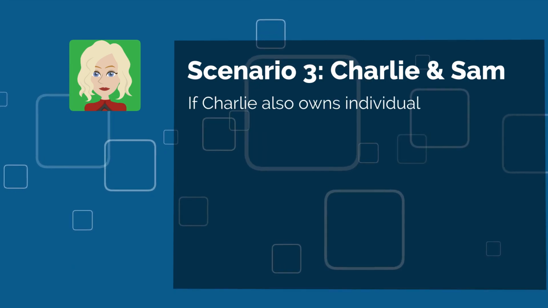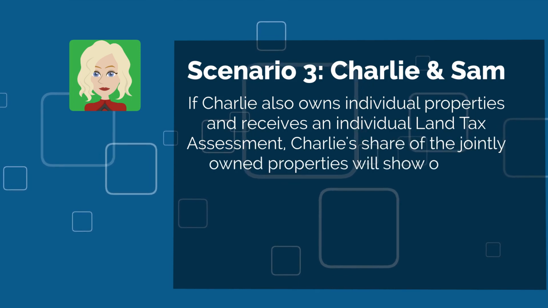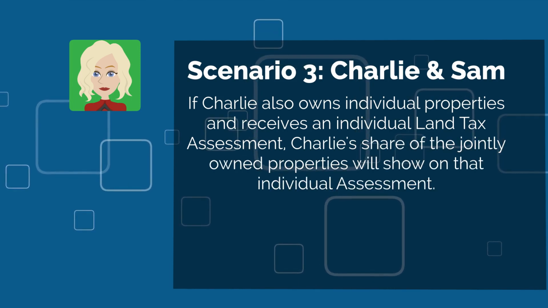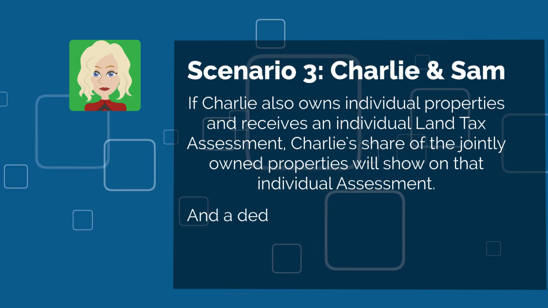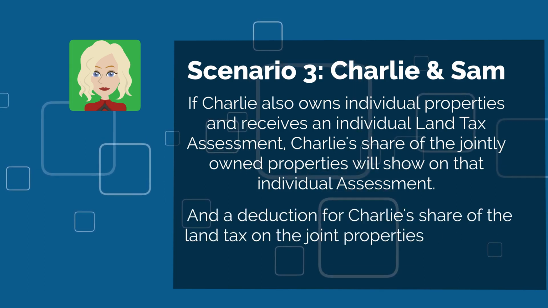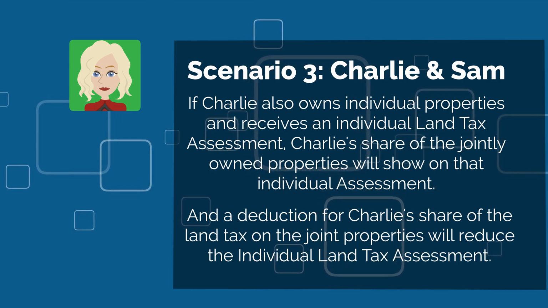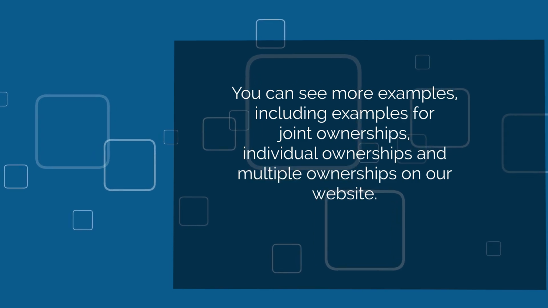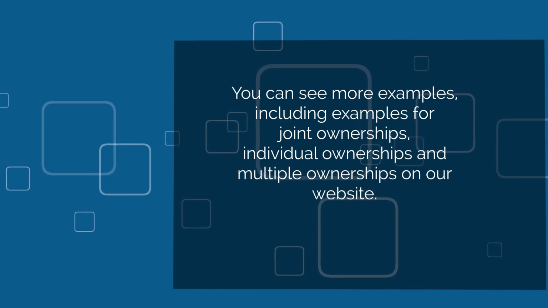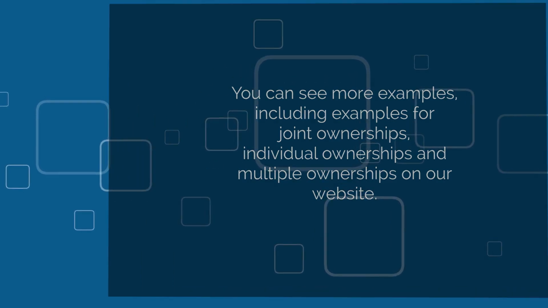If Charlie also owns individual properties and receives an individual land tax assessment, Charlie's share of the jointly owned properties will show on that individual assessment, and a deduction for Charlie's share of the land tax on the joint properties will reduce the individual land tax assessment. You can see more examples, including examples for joint ownerships, individual ownerships, and multiple ownerships on our website.